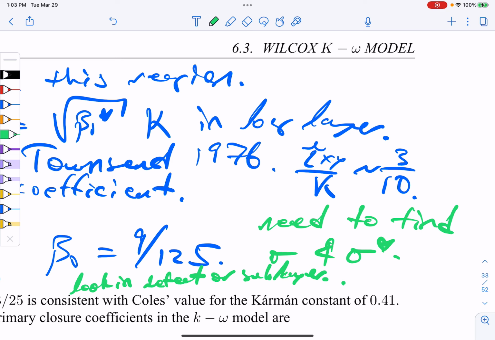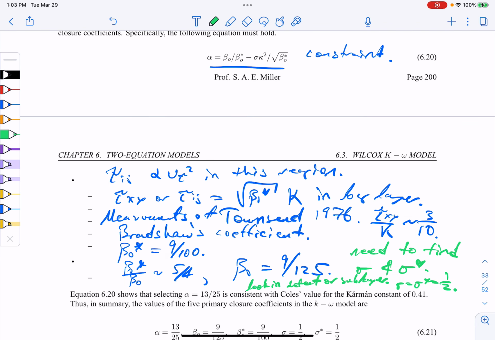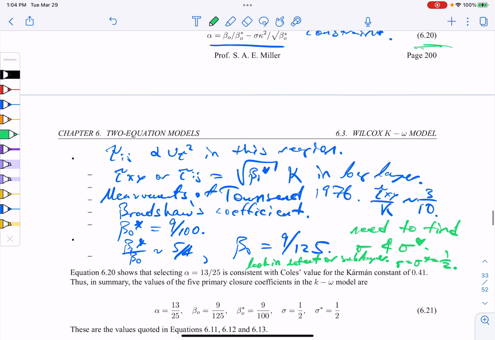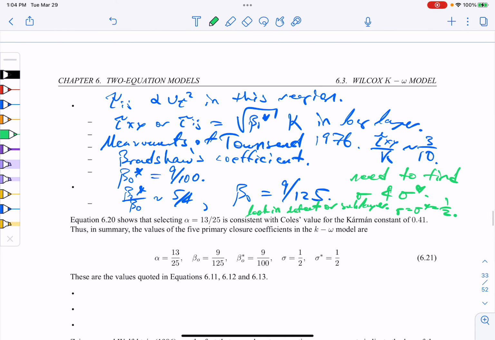The choices to match the boundary layer profile, composite profiles that are turbulent, you'll have to choose 1/2. So looking at equation 6.20, now that we have some of these coefficients, we have beta naught star, we have sigma. That means we can choose alpha, and evaluating that, you get about 13/25.